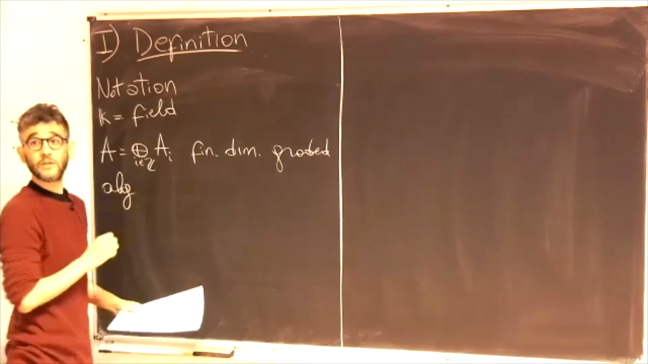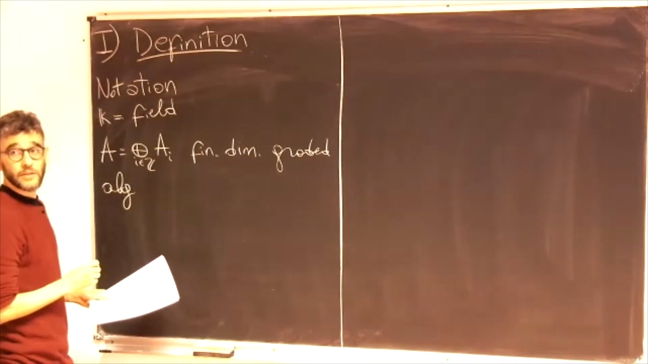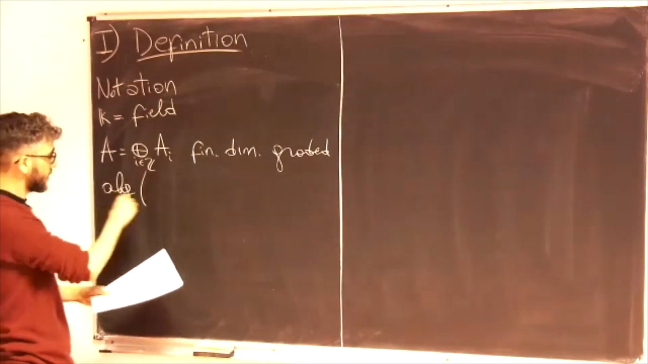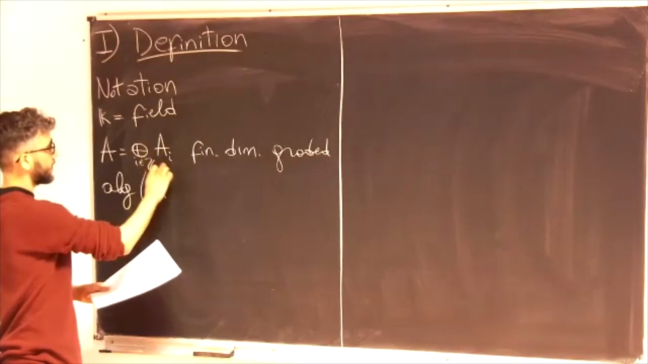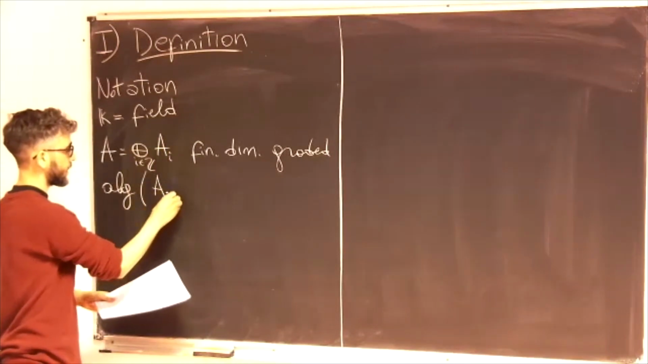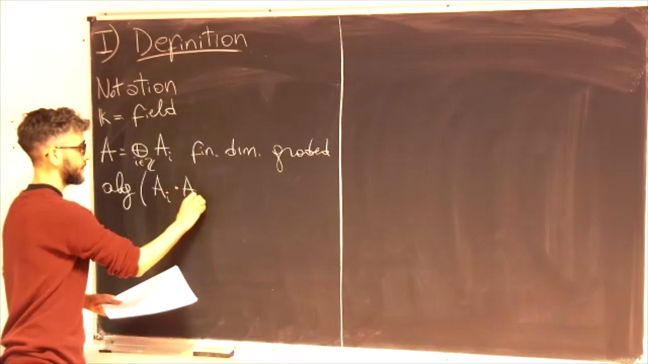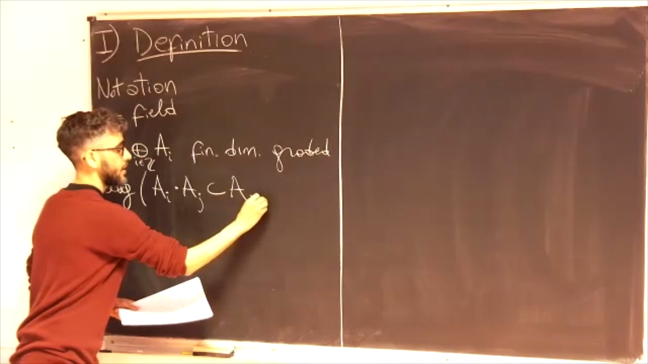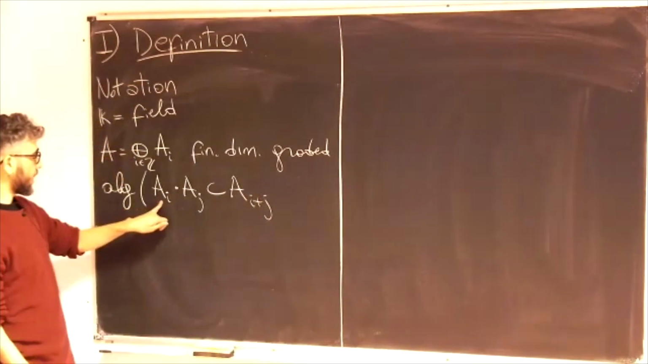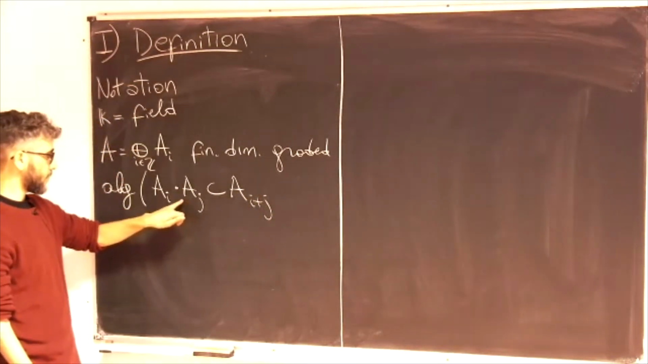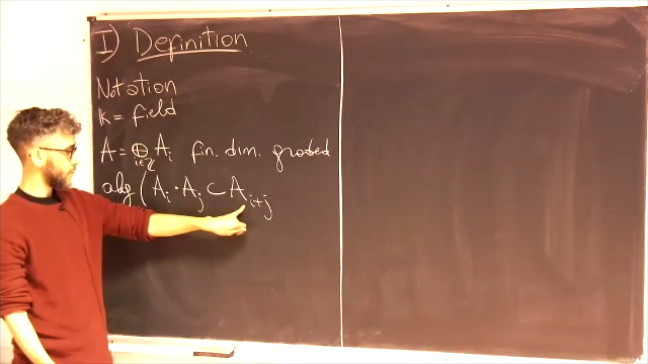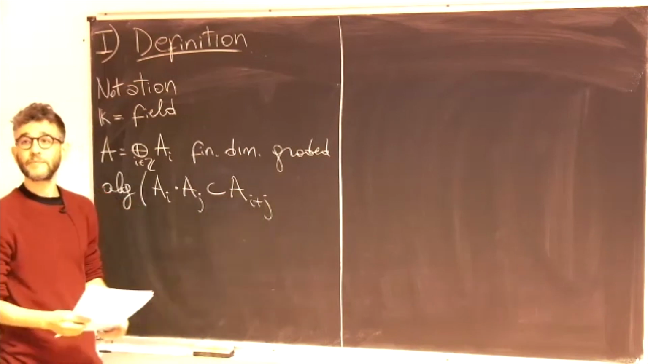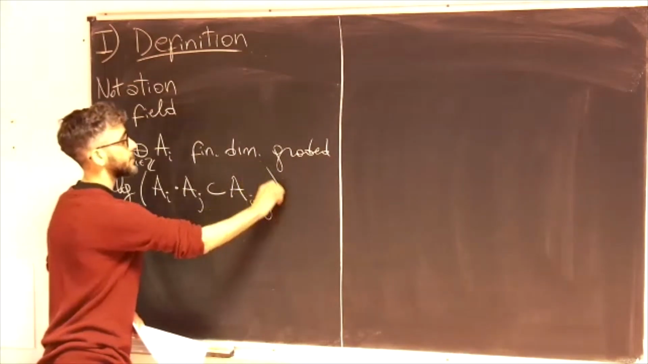Graded algebra. And what does it mean that it is graded? This means that these direct sums satisfy that when you multiply two of them, the result is contained in the sum of the degrees. If you multiply A_i times A_j, the result is contained in A_{i+j}. That means that it is a graded algebra.